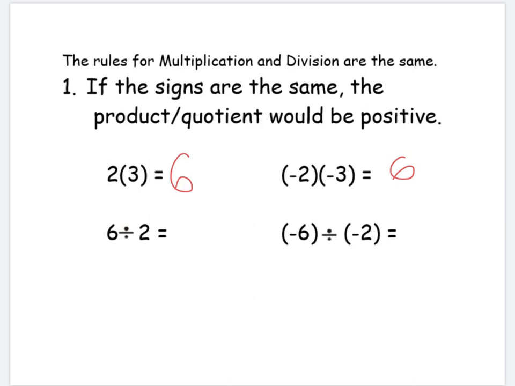6 divided by 2. We've done that since elementary school. That's 3. But then if we're looking at negative 6 and negative 2, again the signs are the same, so the division works the same way. 6 divided by 2 is 3. And since the signs are the same, the answer still is positive 3.